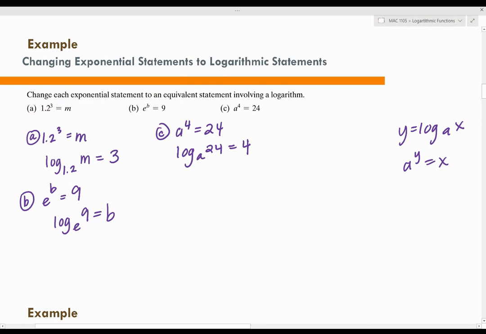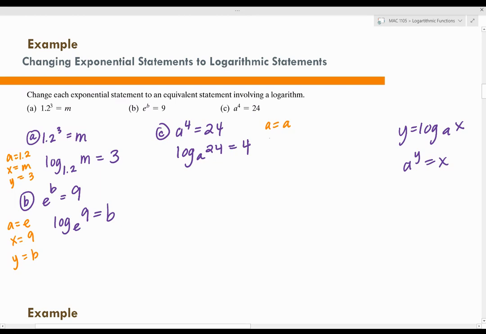Okay, so for a, our base was 1.2. All right, our x was m, and our y was 3. Okay, for b, our base was e. Our x was 9, and our y was b. Okay, and for c, our base was a.